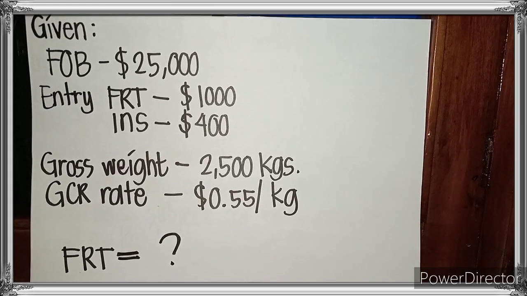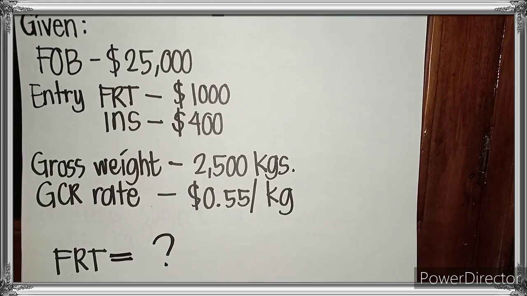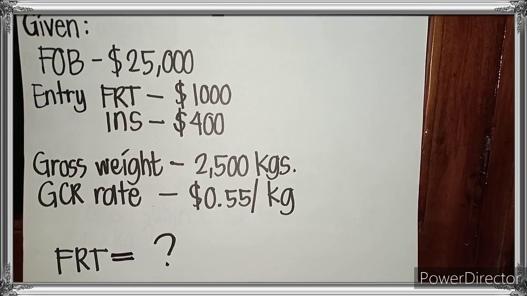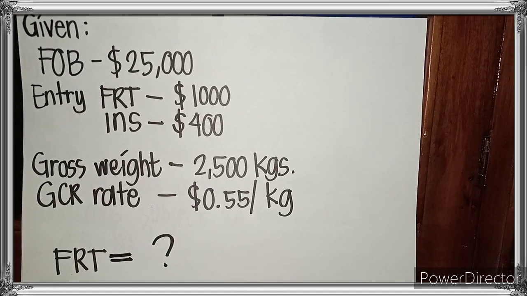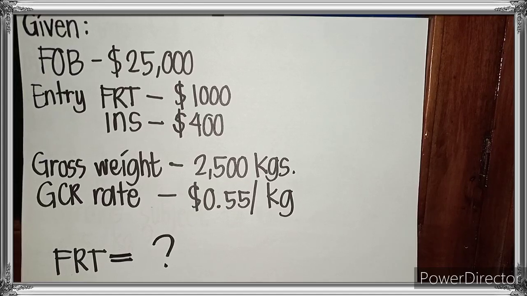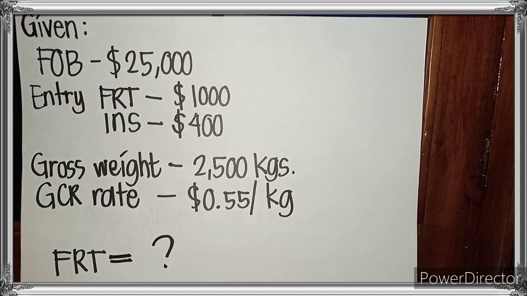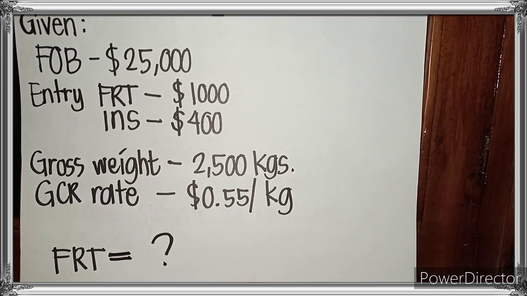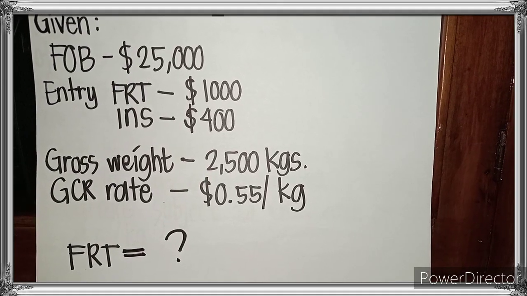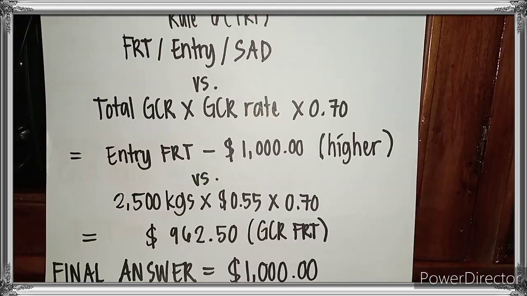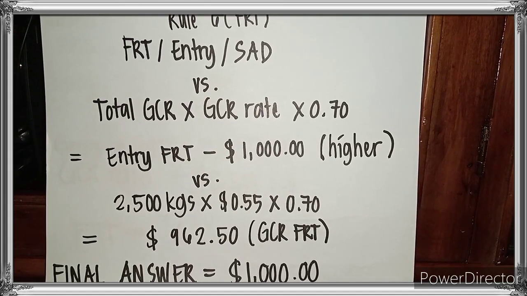So we have here an FOB value of $25,000, an entry freight of $1,000 and entry insurance of $400. The gross weight is equal to 2,500 kilograms and the gross conference rate is equal to $0.55 per kilogram. The unknown, or what we need to find out here, is the value of the freight. So in order to find out the value of the freight, we will need to apply Rule 6.